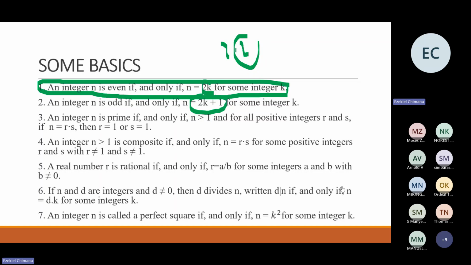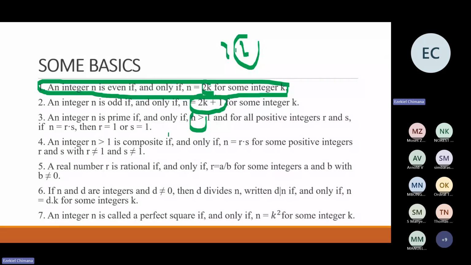Whenever n is greater than 1, and for all positive integers r and s, if n is equal to rs, or r times s, then r is equal to 1 or s is equal to 1.